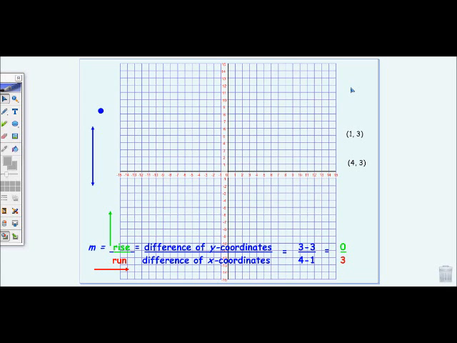Continuing with our discovery about slopes, we are going to graph two more points. This time our points are (1, 3) and (4, 3). So to graph (1, 3), go to your origin, over 1, up 3. To graph (4, 3), origin again, positive 4, so I'm going to the right 4, and I'm going up 3.